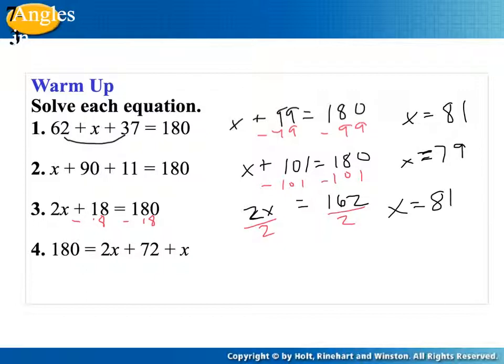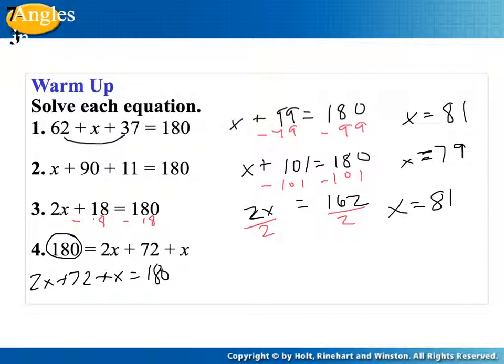Last but not least, we have 180 is equal to 2x plus 72 plus x. It does not matter which side this 180 is on. If it was 180 equals 2x plus 72 plus x, or if it was 2x plus 72 plus x equals 180, they are the exact same thing.